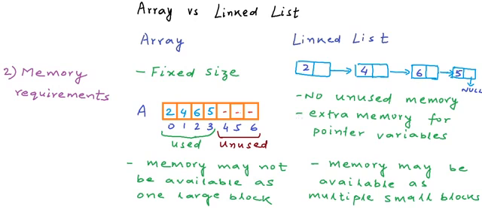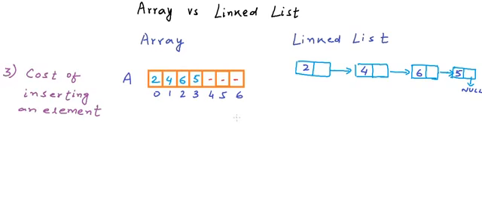So this is also one cost which is not there with linked list. So we need to keep these constraints and these requirements in mind when we want to decide for one of these data structures for our requirement. Now the third parameter that we want to talk about is cost of inserting an element in the list.